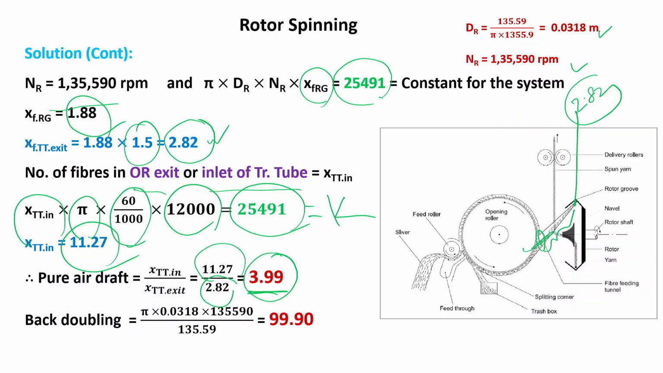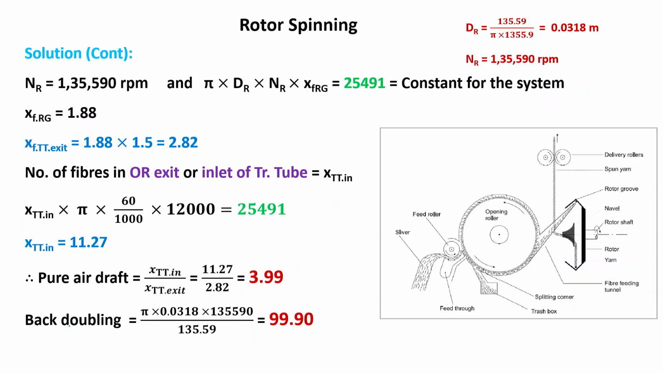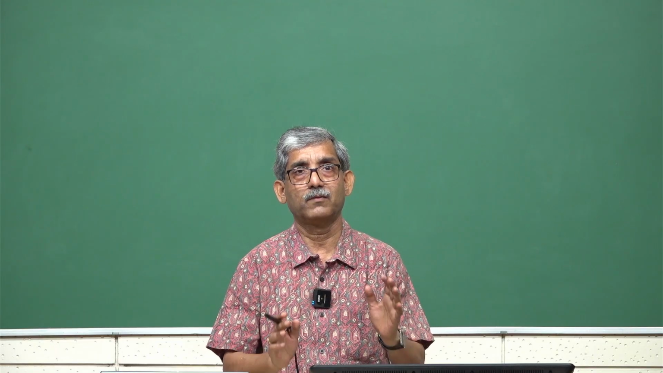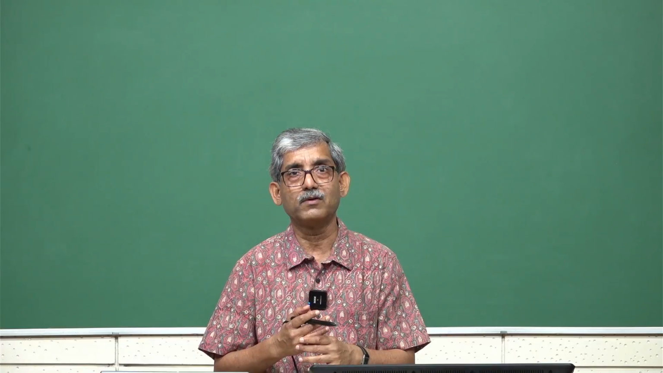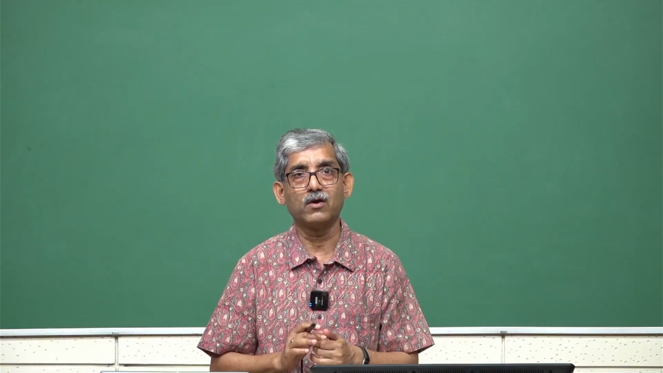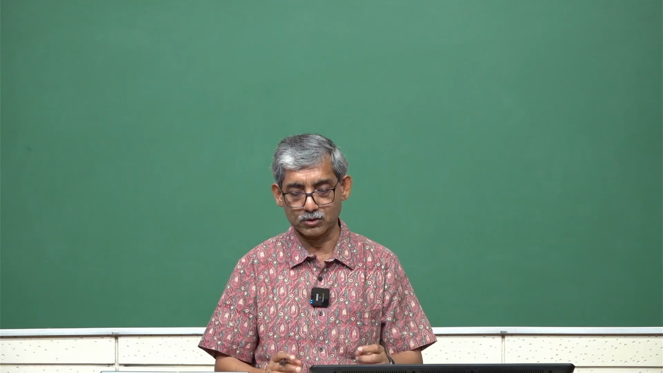Back doubling we can calculate, that is the rotor circumference speed divided by yarn delivery speed, which is 99.9. So 99.9 is the back doubling and pure air draft is 3.99. We have tried to understand different aspects of rotor spinning, and from this calculation we are a little bit clearer about what processes are going on during rotor spinning.